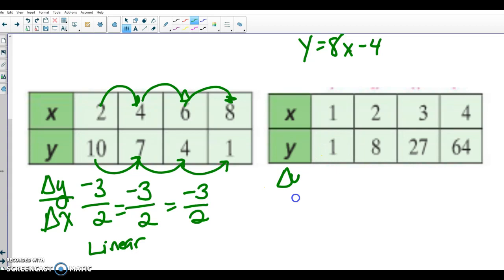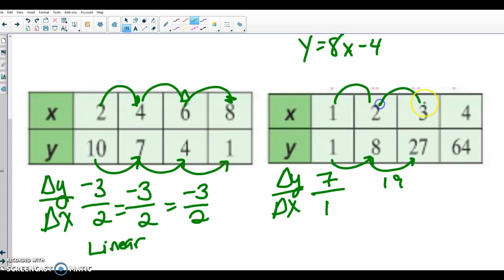So let's try this one. The change in y over the change in x. We're looking for it to not be equal. So 1 to 8, that's a change of positive 7. And then 1 to 2 is a change of positive 1. Then 8 to 27 is a change of positive 19. And 2 to 3 is a change of positive 1. Those are not equal, so this one's nonlinear.